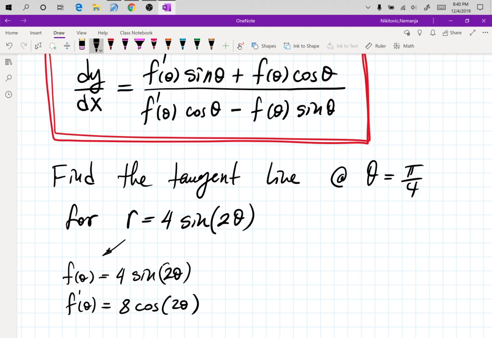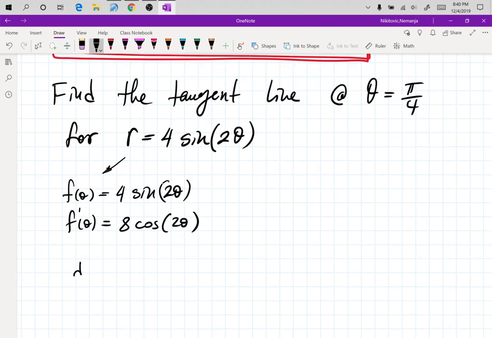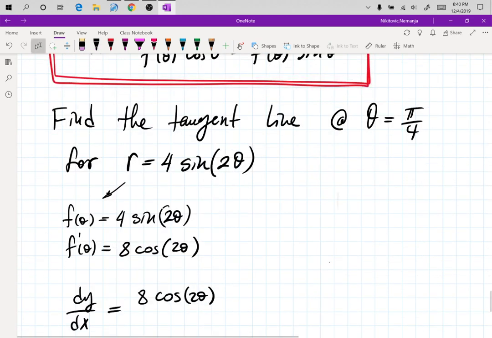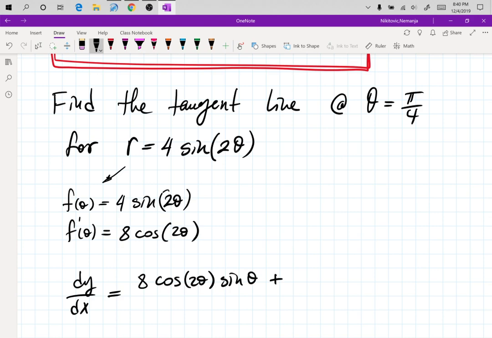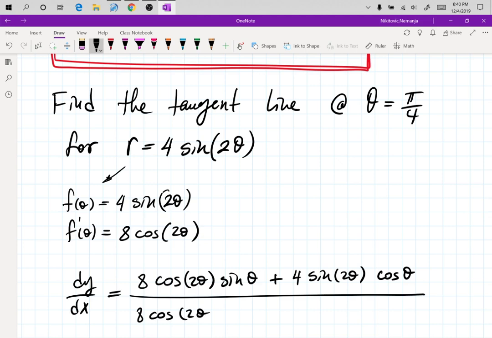30 minutes later. So we have that the derivative dy dx is equal to 8 cosine 2 theta times sine theta plus 4 sine 2 theta times cosine theta divided by 8 cosine 2 theta times cosine theta minus 4 sine 2 theta times sine theta. Lock the doors.